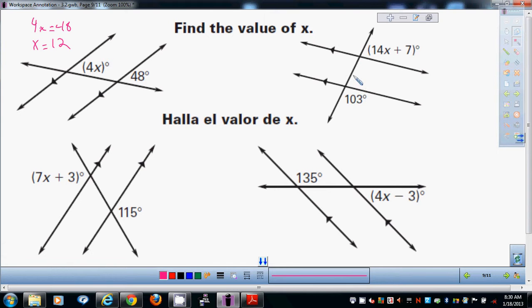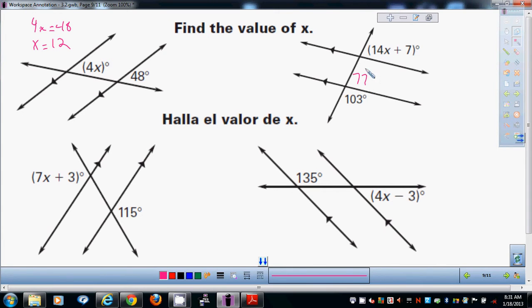Elon or Ariane, you can finish this up. How do I know what to do with these two? What kind of angles are they? Corresponding angles postulate says they're congruent. Therefore, I can set them equal. So that's 14x equals 70 after you subtract. Divide by 14. There you go.